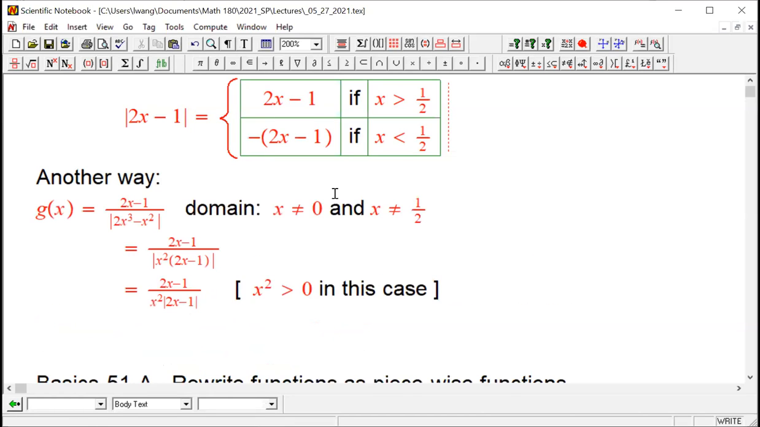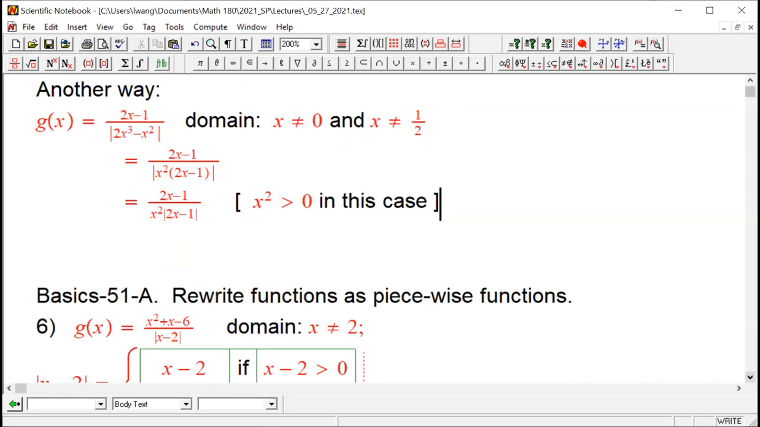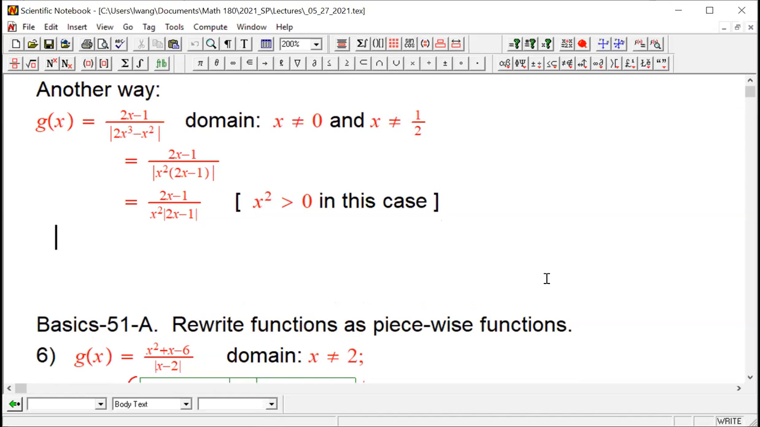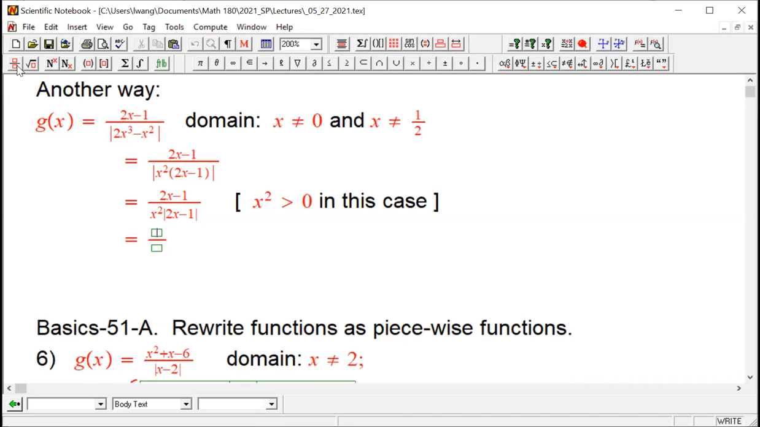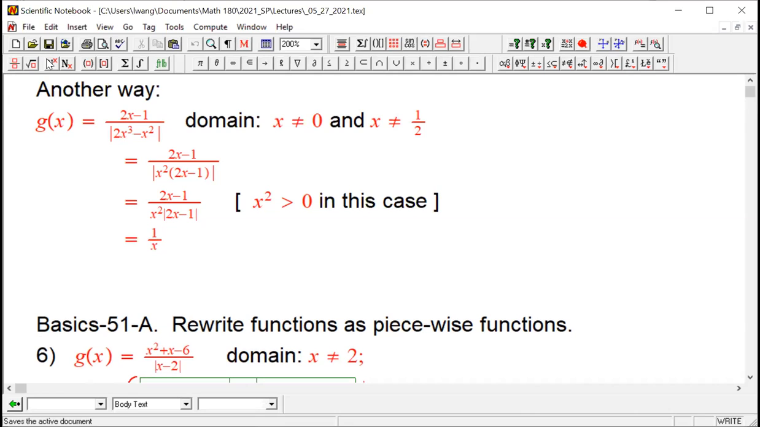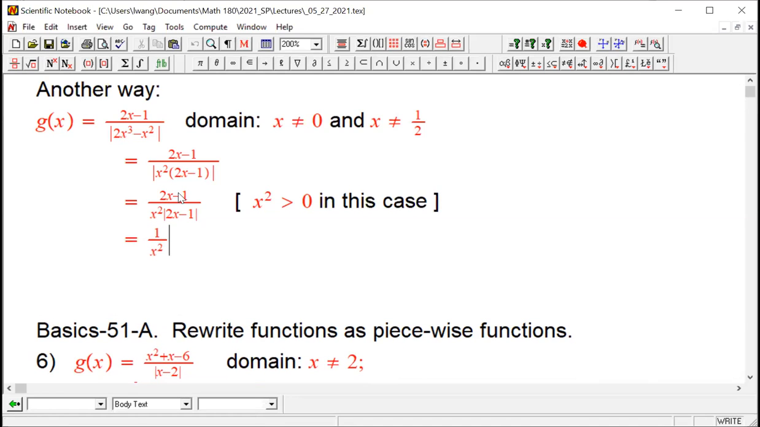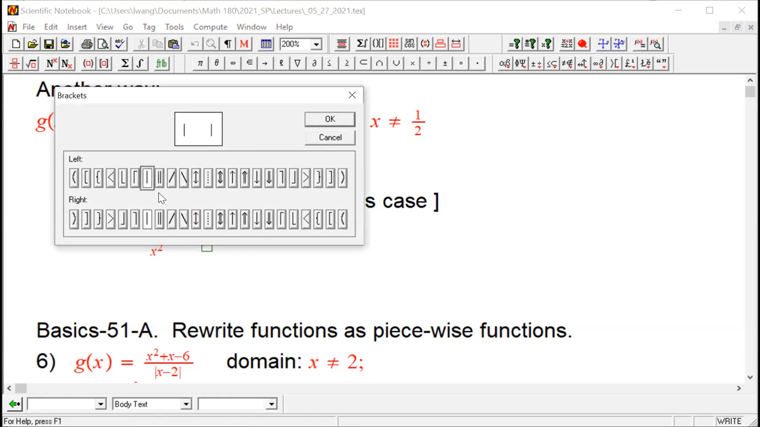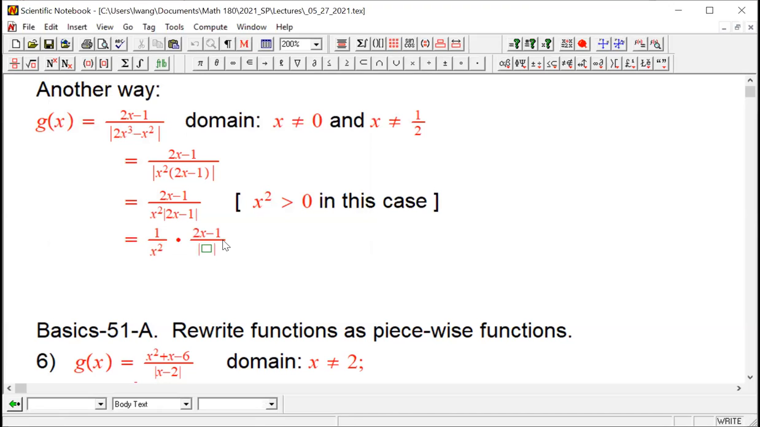Okay, for G. So what I would do, I would rewrite this as 1 over x squared multiply 2x minus 1, the absolute value of 2x minus 1.